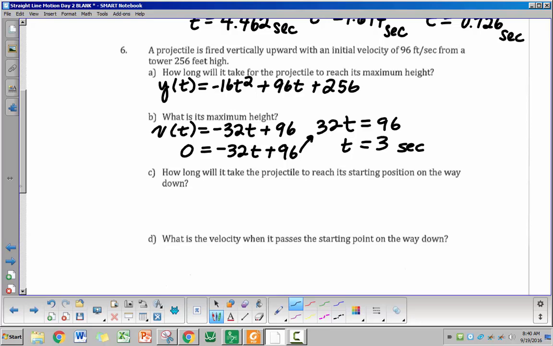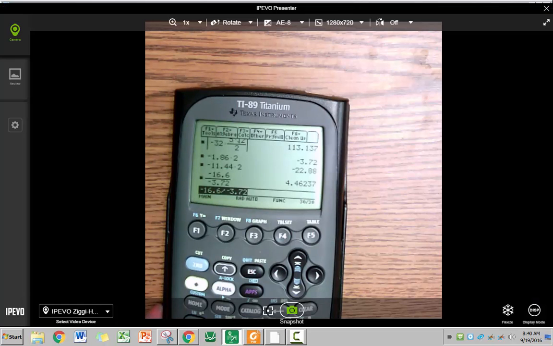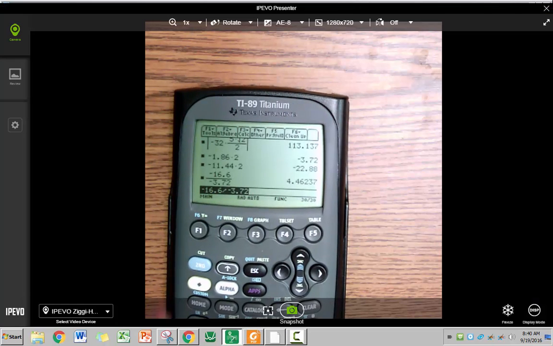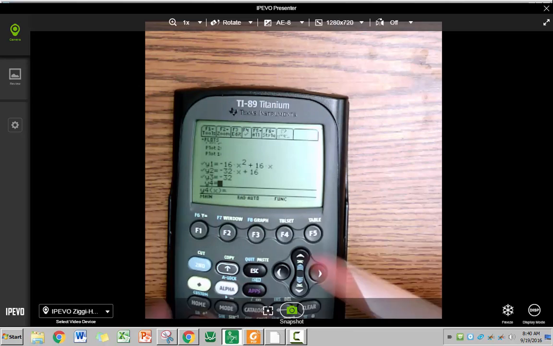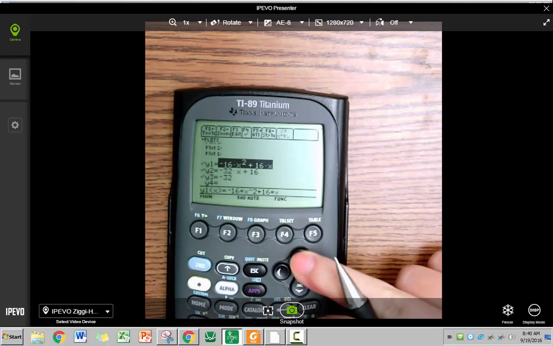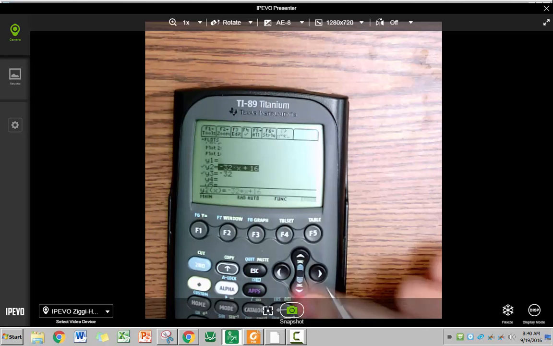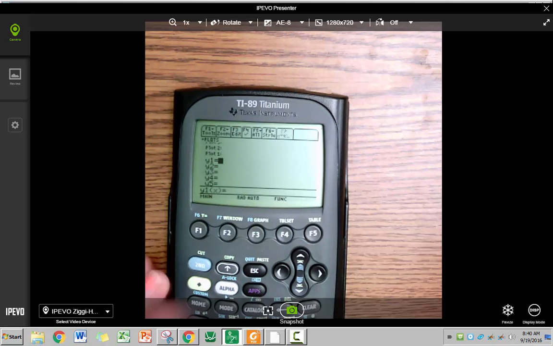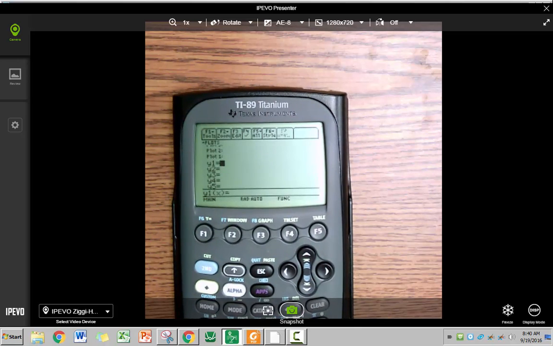Skylar's going to do that for us. Now what are we going to do? Let's go to diamond y equals and put our functions in there, because I want this to be a really good habit to have. So what is it? It's negative 16 x squared plus 96 x plus Patricia's accurate 256.